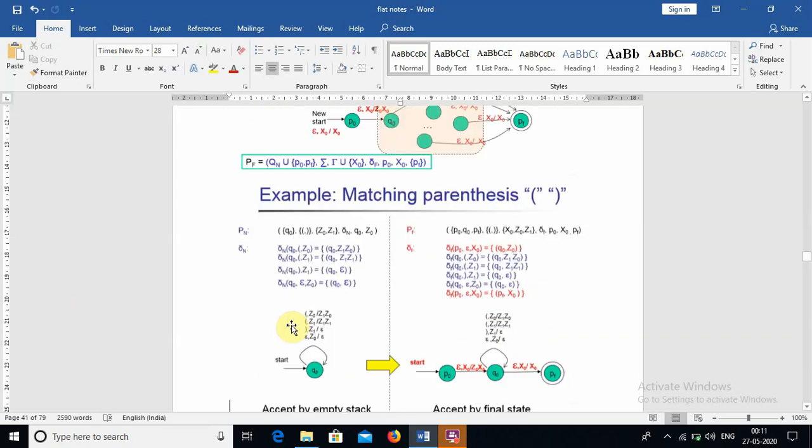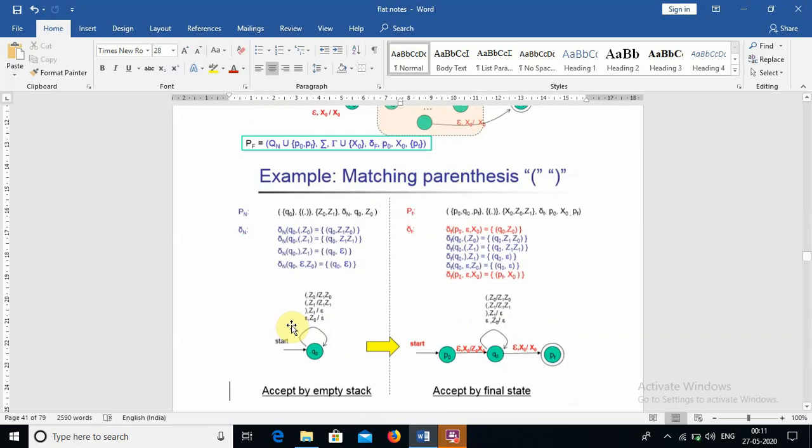Okay, so this is an example. Matching parentheses. This is related to emptying of a stack, and here we convert empty stack into final state by inserting X naught initially into the stack. Before Z naught we push X naught into the stack. Later on we pop the X naught by using epsilon transitions, and we finally reach the PF.